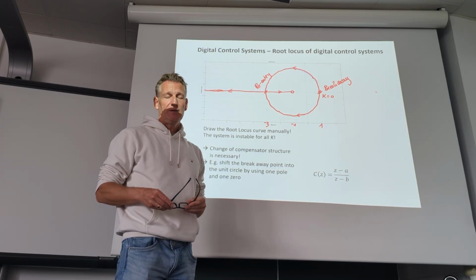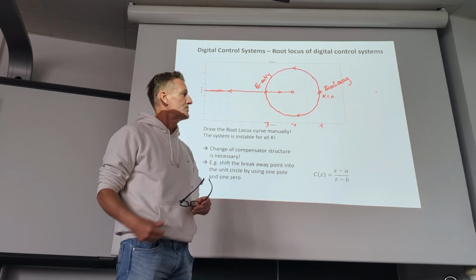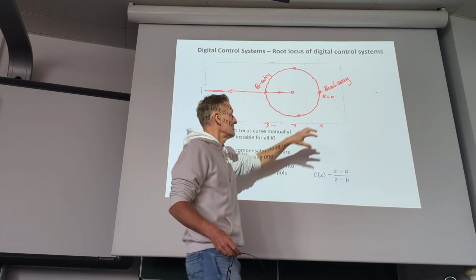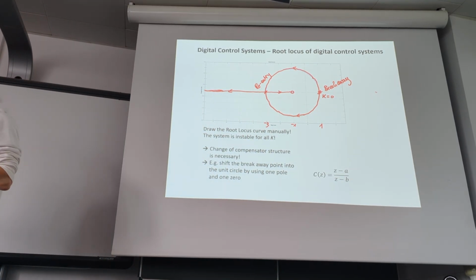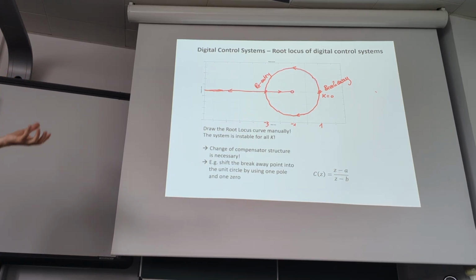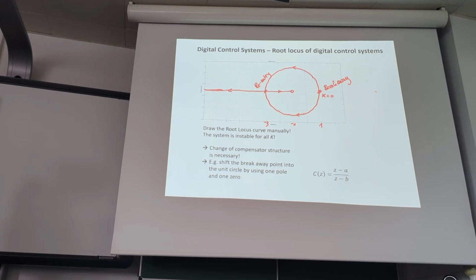So that means we have to change something in the controller structure in order to push the branches into the unit circle. Because we know from the mapping that the left half of the Laplace domain will be mapped into the unit circle. So all of the poles of the closed loop system have to be inside the unit circle to have a stable behavior. And knowing the rules for the construction of the root locus curve actually enables us to have some design idea how to get there.